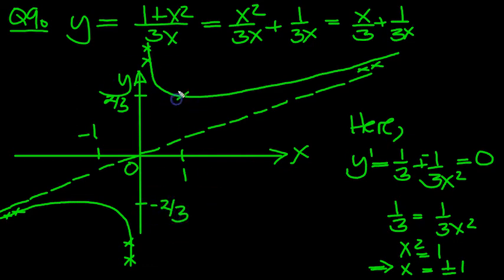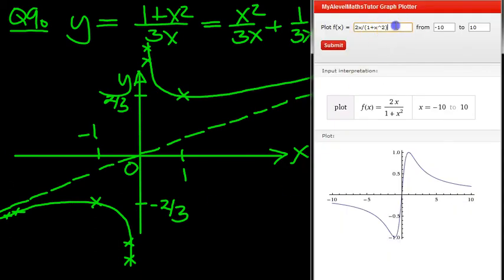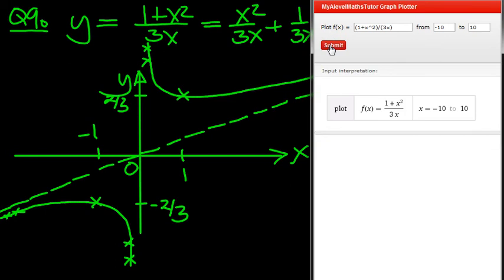So we've actually worked out and spotted on the curve sketching that we've got the maximum and minimum coordinates here and here. So let's confirm that then with our sketch. So we want 1 plus x squared divided by 3x. So brackets, 1 plus x squared, divided by, I'll put a bracket round it, 3x, so there's no confusion. And then we get the plot like so. Good.